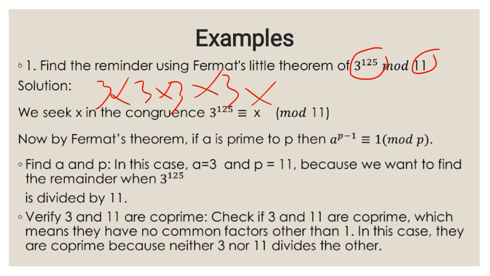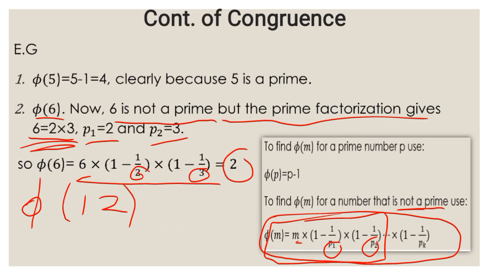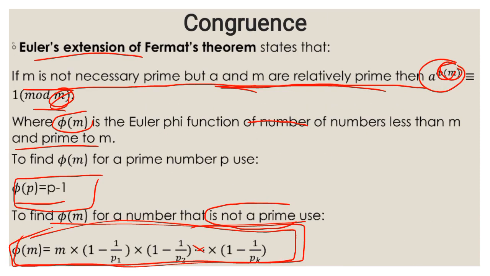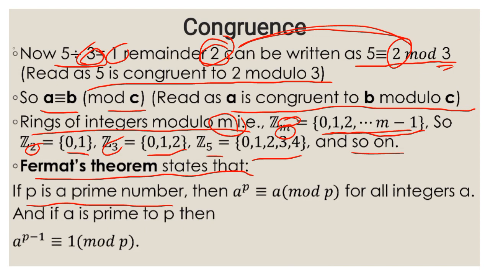So we have to borrow Fermat's little theorem. What does Fermat's little theorem say? Let's go back to the theorem. Fermat's little theorem says that, here it is, right here.